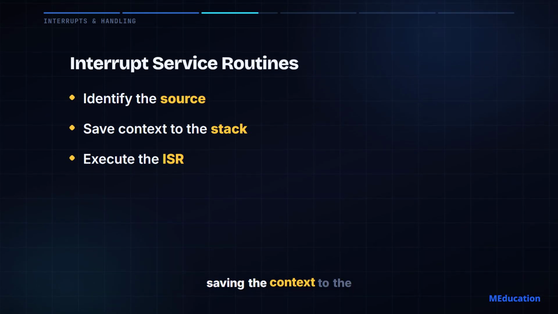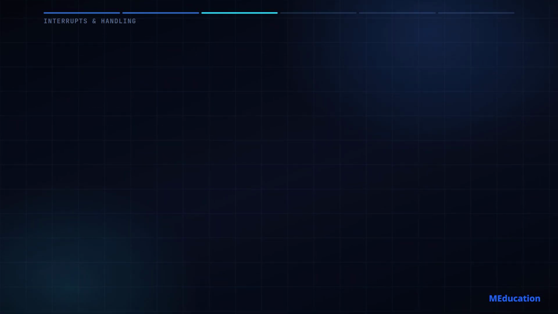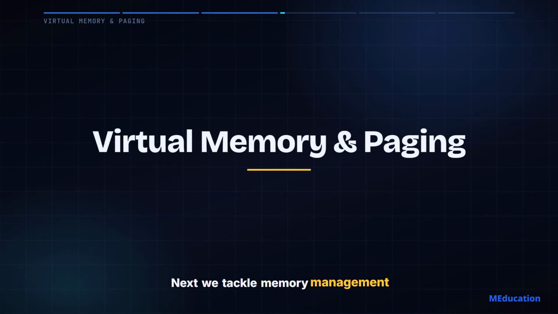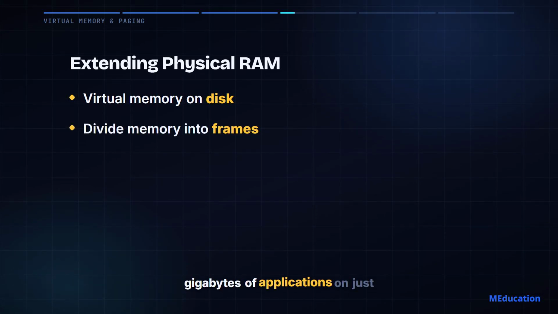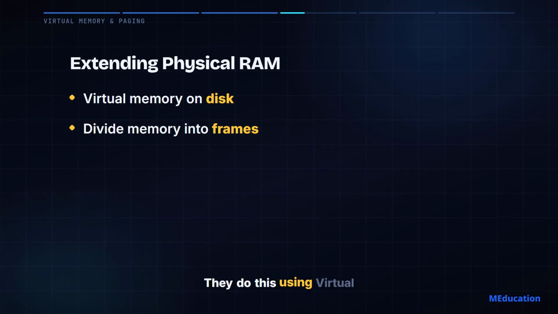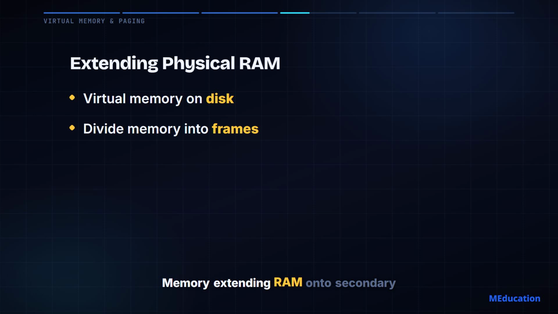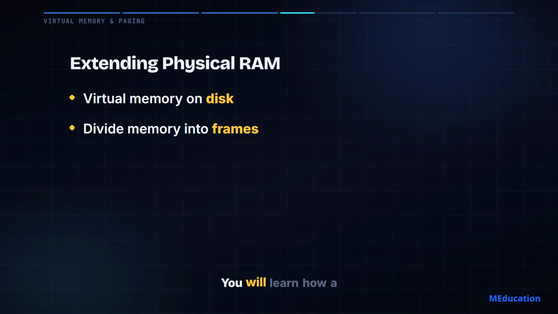current process, saving the context to the stack, executing the interrupt service routine, and restoring the system as if nothing ever happened. Next, we tackle memory management. Modern systems regularly run 15 gigabytes of applications on just 8 gigabytes of physical RAM. They do this using virtual memory, extending RAM onto secondary storage.